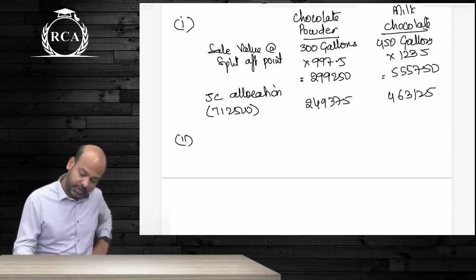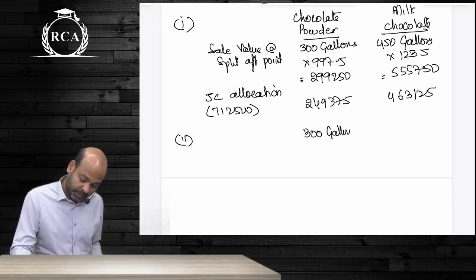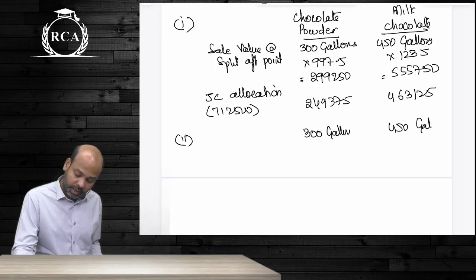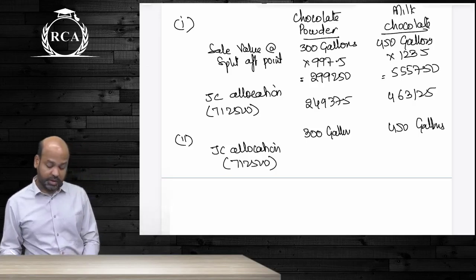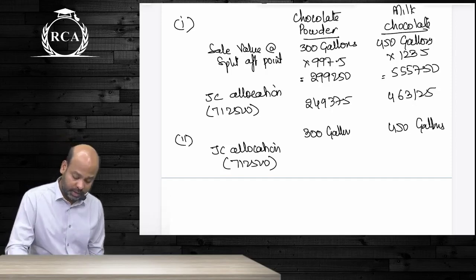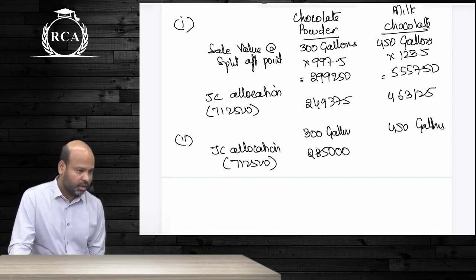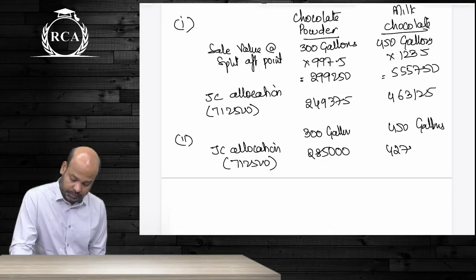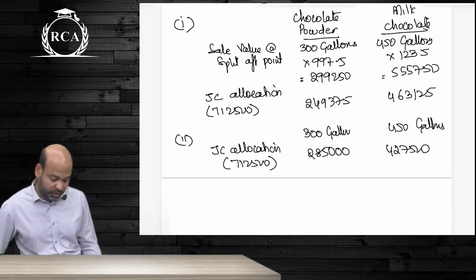Second bit, guys, joint cost allocation on the basis of physical measure. So that will be a 2:3 ratio. Joint cost allocation on physical measure, 2:3 ratio, into 2/5 and into 3/5. 2,85,000 came, right? And 4,27,500.